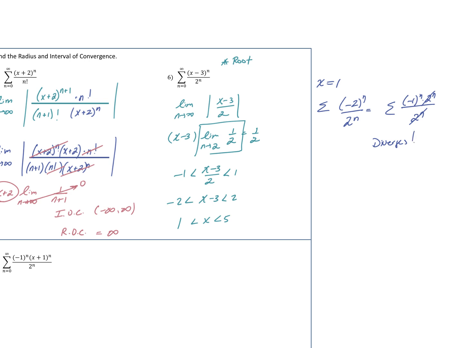And then for the other one, we're going to get the same thing, but it's really just 2 to the nth over 2 to the nth, which is 1. This diverges. So we leave it. So 1 to 5 would be our interval of convergence. My radius of convergence here would be 2.